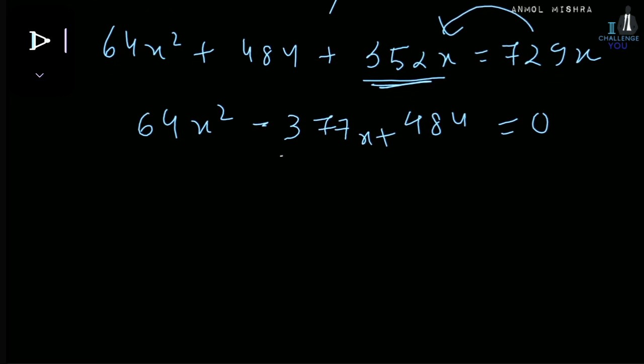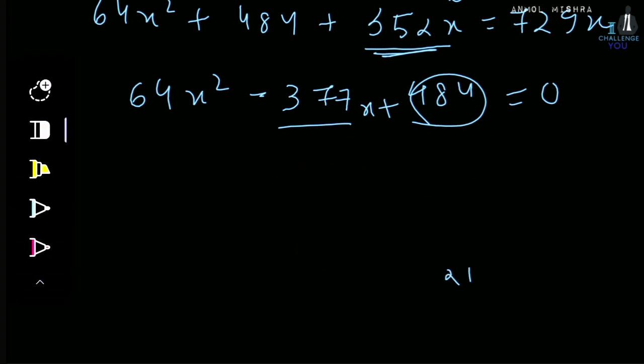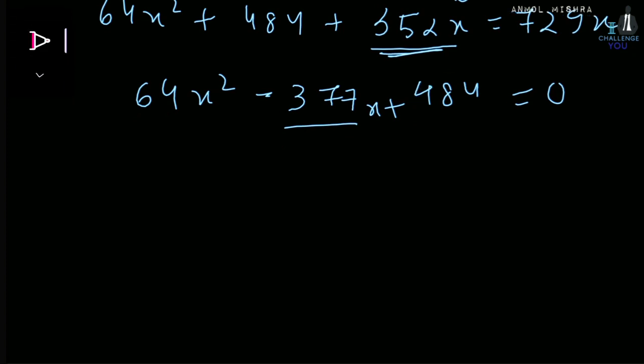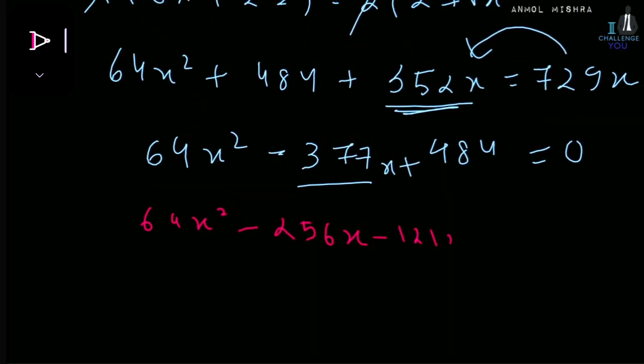I can see that 377 can be written as 256 plus 121, with a minus sign outside the bracket. This is nothing but 64 into 4, and 484 can be obtained by 121 into 4, so it can work. So we will split this as 64x squared minus 256x and minus 121x plus 484, and that is equal to 0.